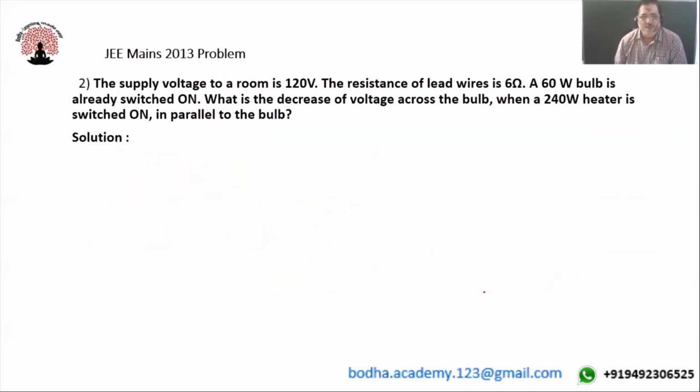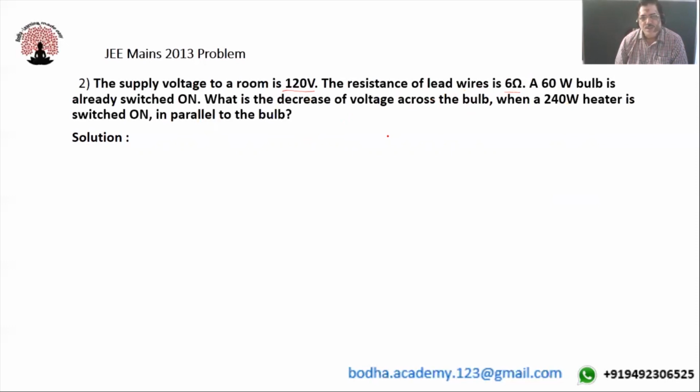In this problem, supply voltage is given as 120 volt. Resistance of lead wires is 6 ohm. A 60 watt bulb is switched on. What is the decrease in voltage across the bulb when a 240 watt heater is connected parallel to the bulb?